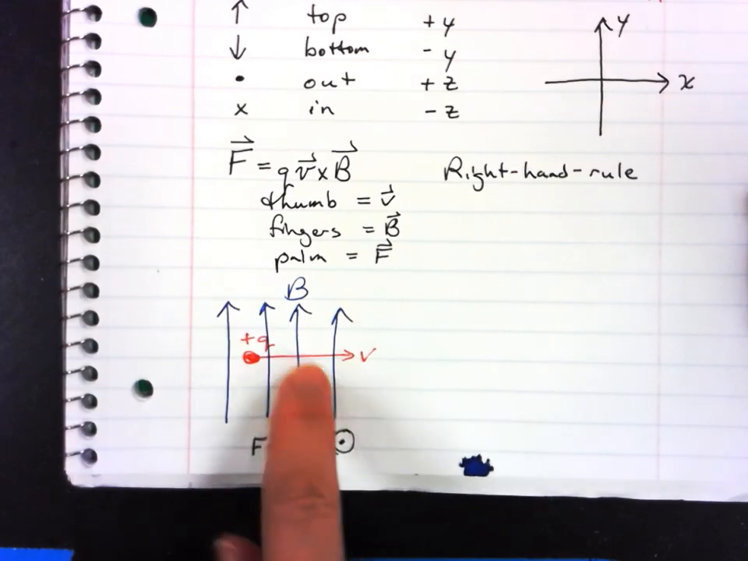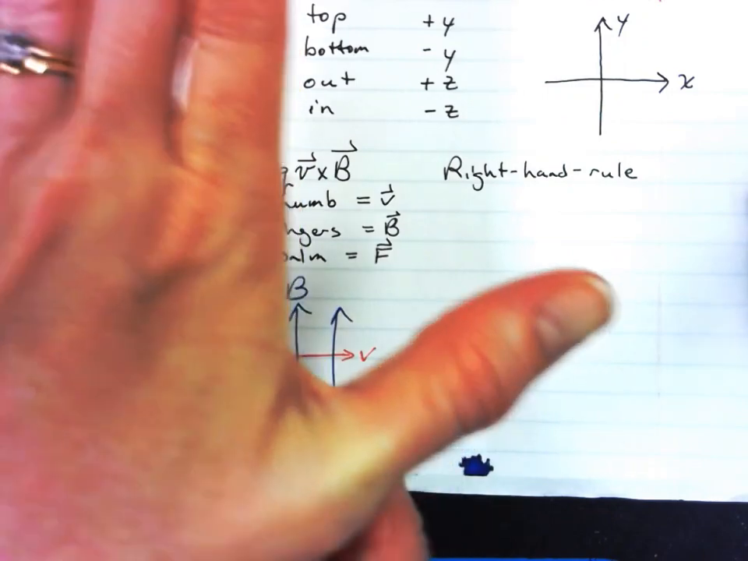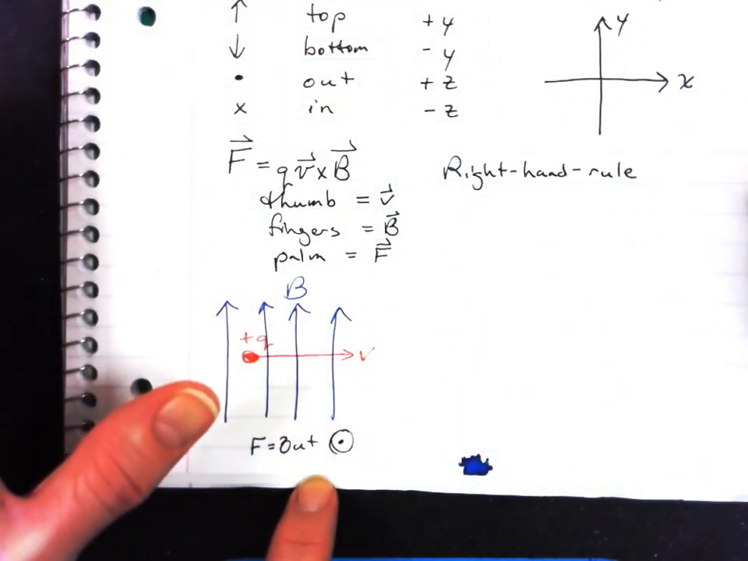Let me show you that. I need my thumb to point to the right. If I use my left hand, thumb to the right, fingers towards the top of the page, but my palm is pointing into the paper. But the correct answer is out of the paper.